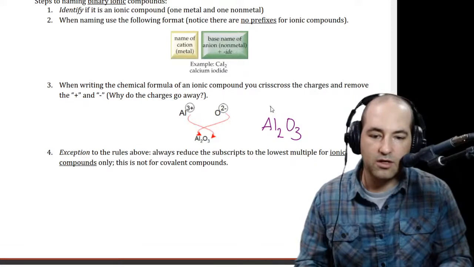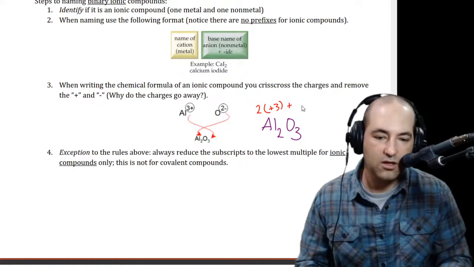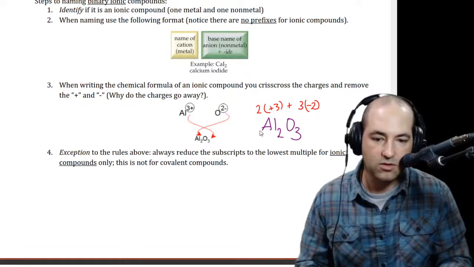So aluminum is +3, and we're saying there's 2 of them. Oxygen is -2, and we're saying that there's 3 of them. So there's 2 aluminums and 3 oxygens. So that's +6 overall and -6 overall. +6 and -6 is 0. So the overall compound is neutral.